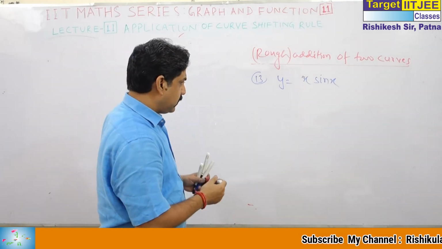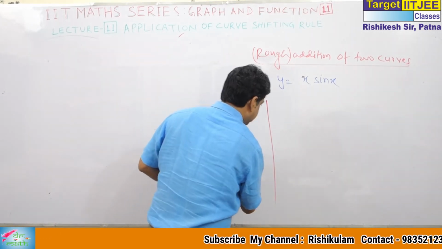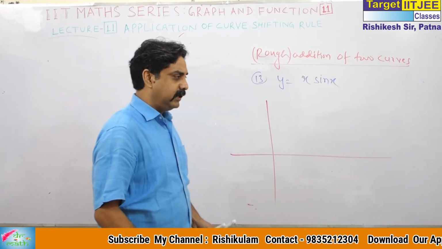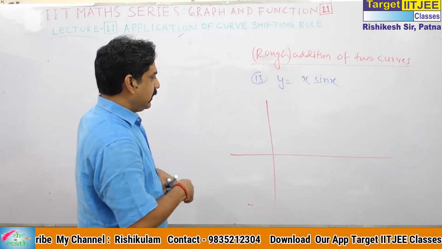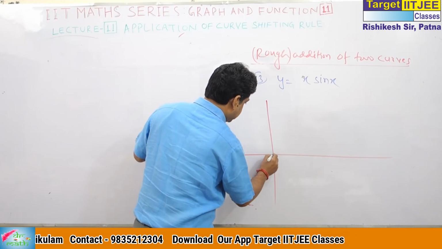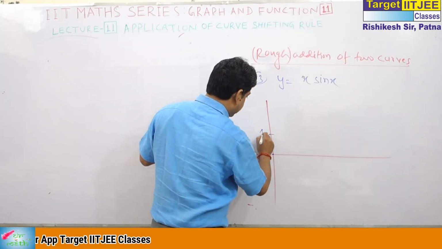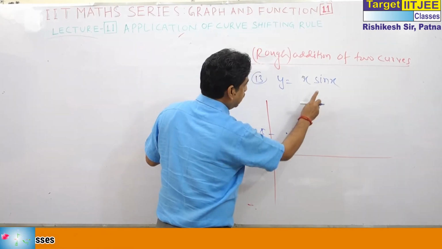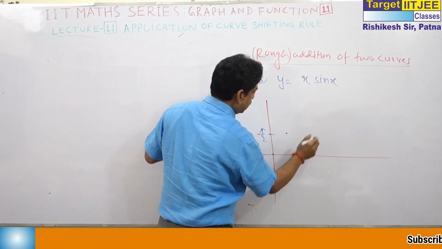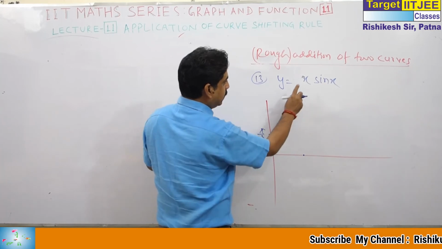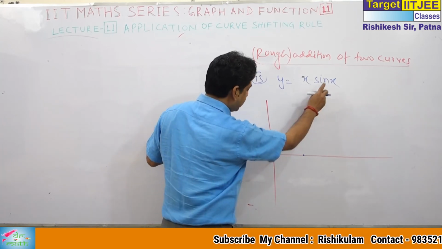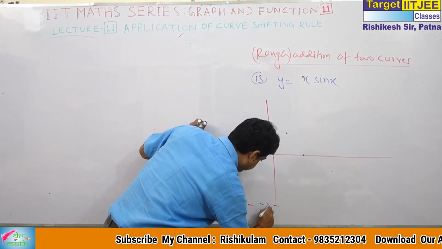As far as I am concerned, I will give you a question in area and I will do like this. At x is equal to 0, this is 0. At x is equal to pi by 2, this is pi by 2 into 1, pi by 2. At x is equal to pi, this is pi into 0, 0. At x is equal to 3 pi by 2, this is 3 pi by 2 into minus 1, minus 3 pi by 2.